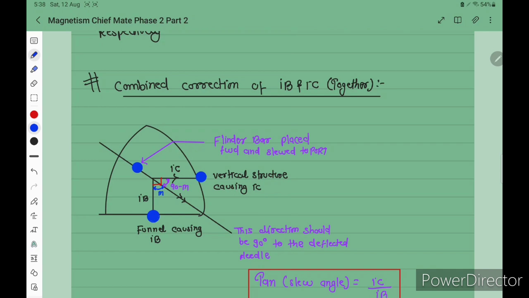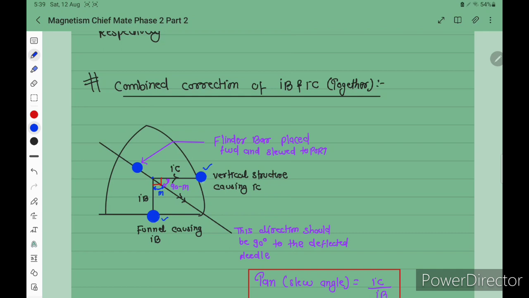We discussed already that IB is caused by the funnel, and IC is because of the earthward ship fore and aft, where the compass is not exactly in the fore and aft line. Generally this is in an aircraft carrier, but if it is present in a merchant vessel also, then we correct the combination. If you see this diagram, this is the funnel blue and this is your IC. So first, to correct funnel IB, we put the Flinders bars in the forward of the compass, like here.